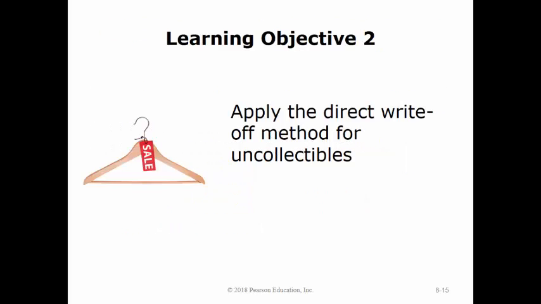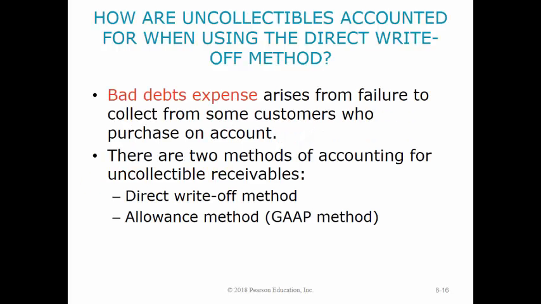The second learning objective is to apply the direct write-off method for uncollectibles. Selling on account brings both a benefit and a cost. The benefit to a business is the potential increased revenues and profits by making sales to a wider range of customers. The cost, however, is that some customers do not pay, creating uncollectible receivables.